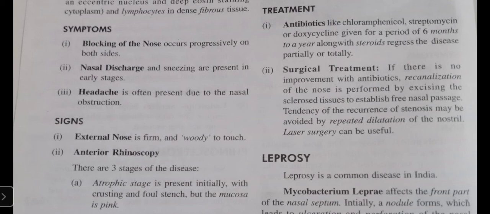Okay, then in pathology, what happens in pathology? There will be presence of granulations that will infiltrate the submucosa, and there are various types of cells like Mikulicz cells or Russell bodies and lymphocytes. These cells are infiltrated into the submucosa of the nose.